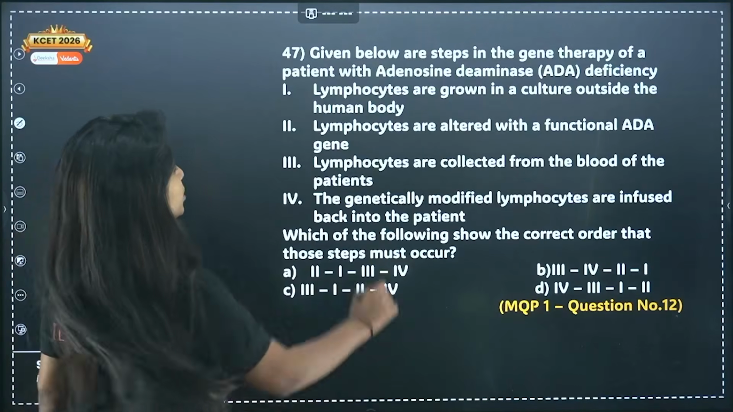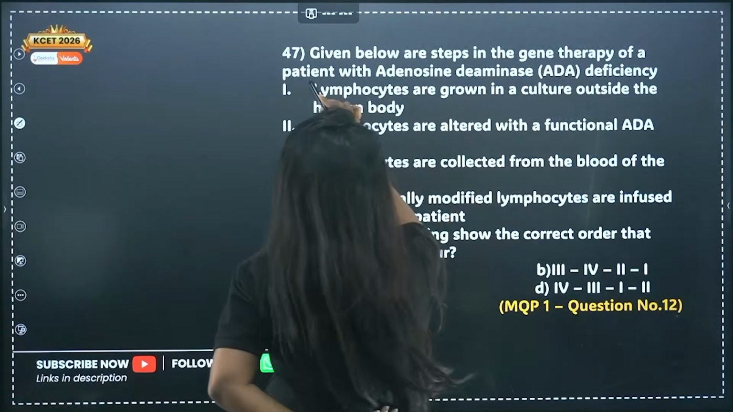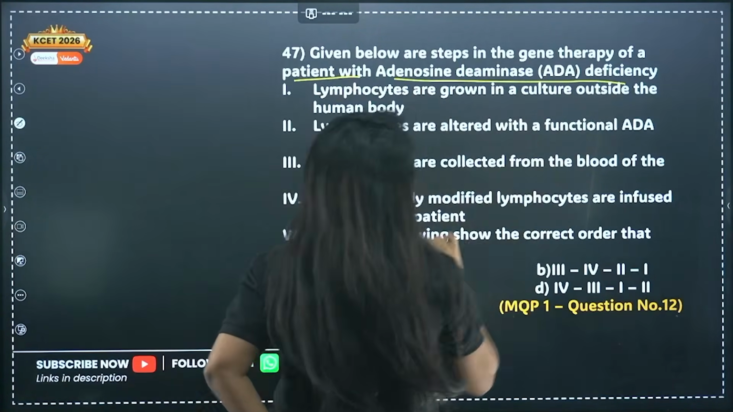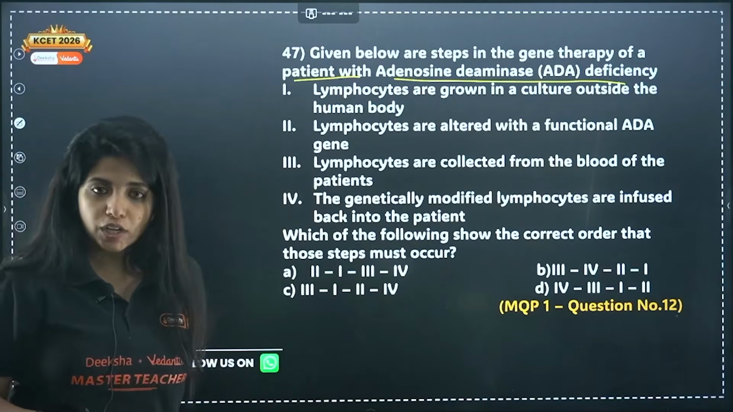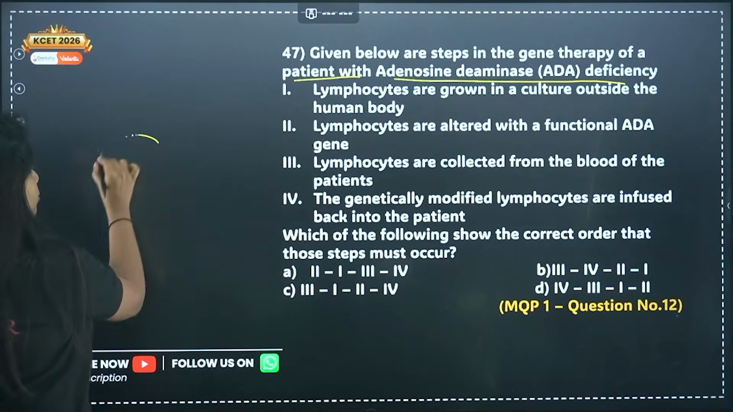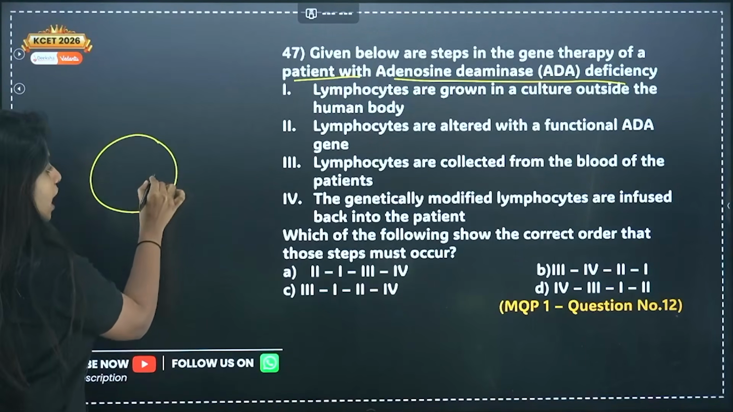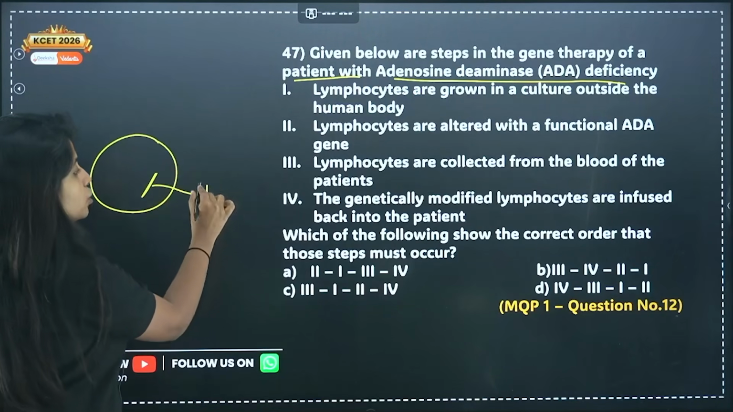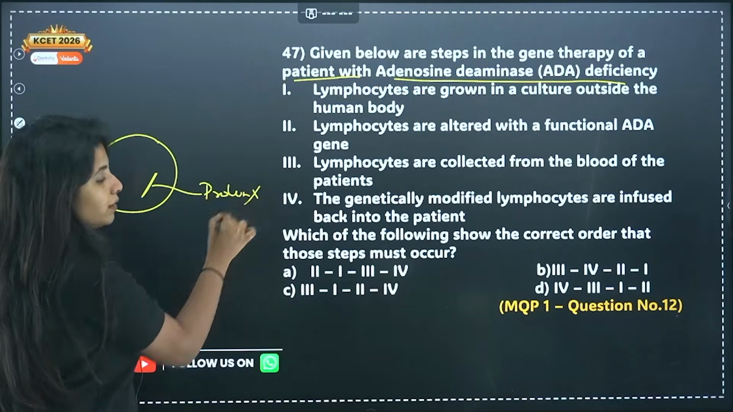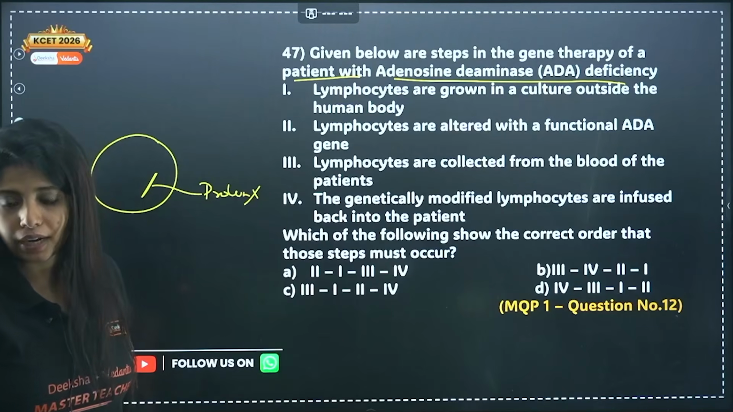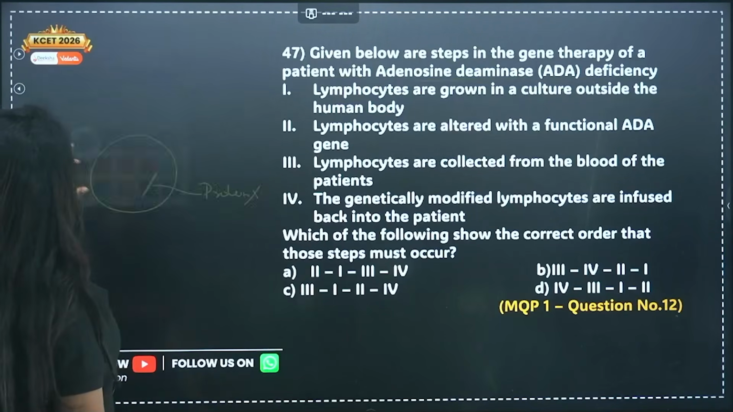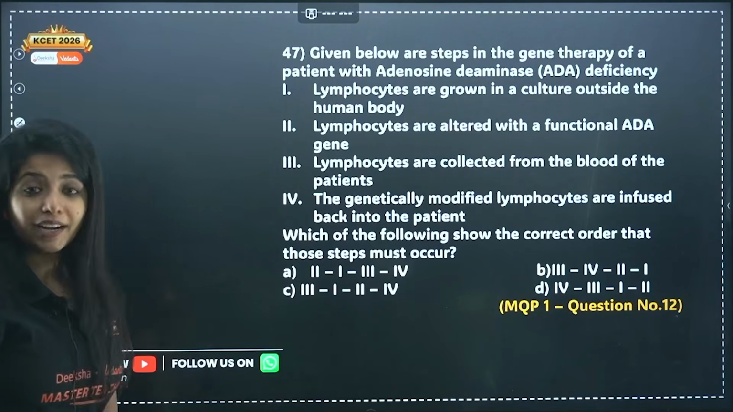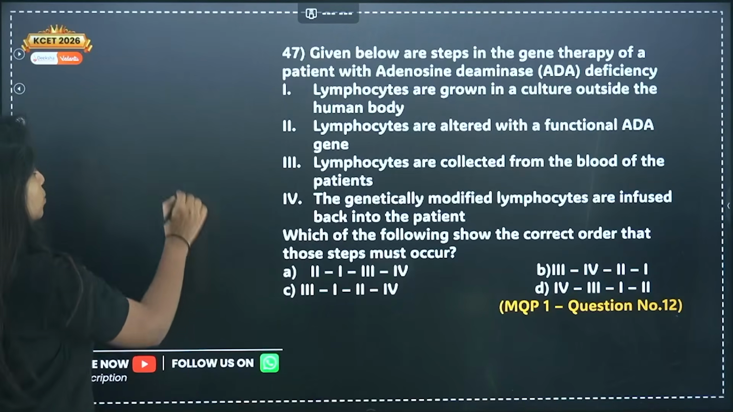Okay. So, given below are the steps in the gene therapy of a patient with adenosine deaminase deficiency. Do you know what gene therapy is? Suppose an organism does not have a particular gene. Obviously, if this gene is not there, the protein which this gene used to make will also not be there. That is a very big trouble. So, what do we do, my dear children? We have a technique for it known as gene therapy, and I'll tell you how it works.